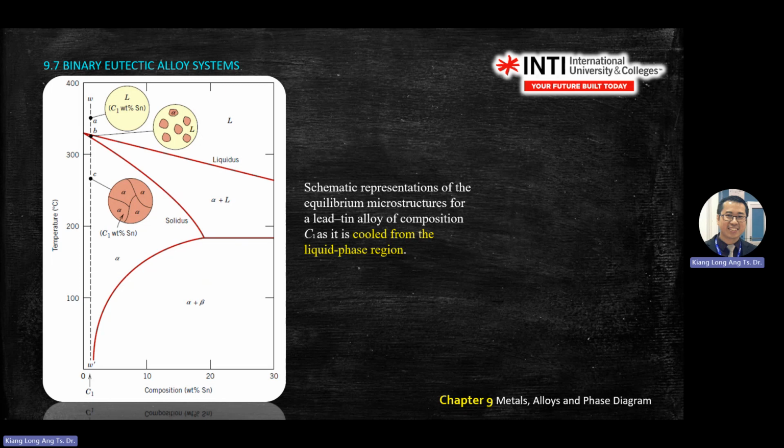Okay. So drop to C. C is all alpha. So alpha how many percent? 10%. 10% SN. Then D.